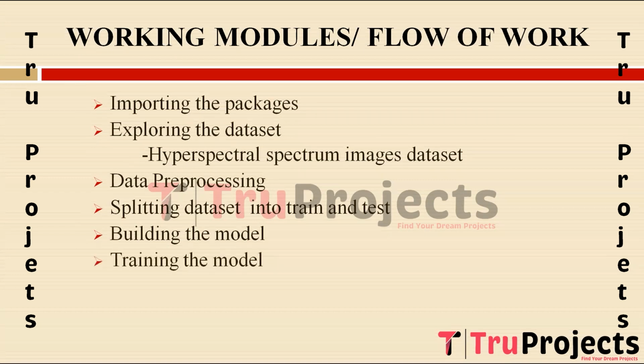Training the model. With the model architecture in place, the project proceeds to train the model using the training dataset. During training, the model learns to recognize patterns in spectral signatures associated with different gas emissions. Training involves multiple iterations, or epochs, where the model's parameters are adjusted to minimize prediction errors.